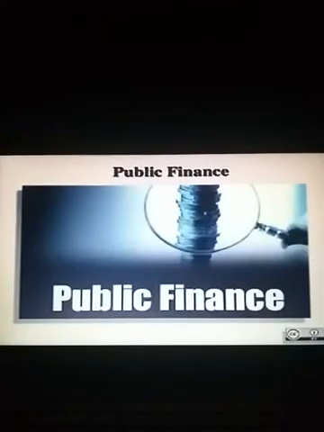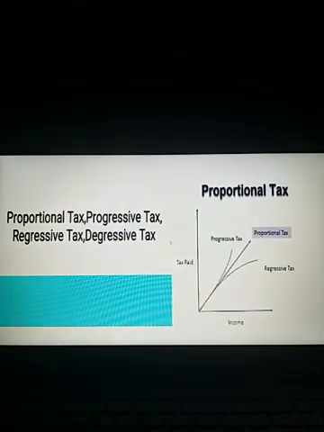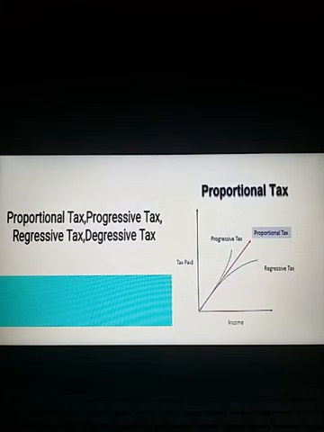Dear students, in our previous class under the chapter Public Finance, we have completed various types of taxes, especially the major category of direct taxes and indirect taxes. And also, we differentiated between direct and indirect taxes with examples. Today, let us proceed with another heading, what we have as proportional, progressive, regressive, and degressive tax.